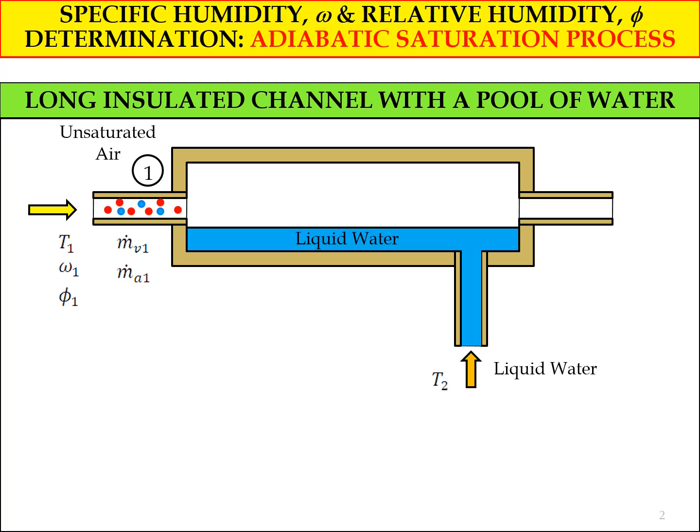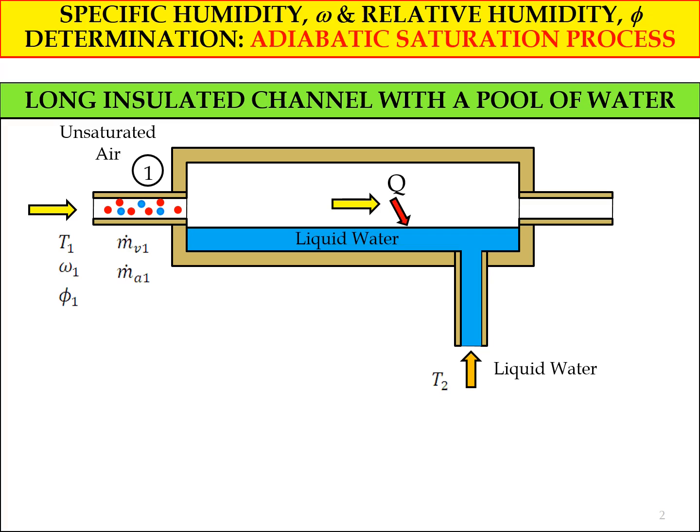The parameters involved at state number 1 are T1, temperature 1, omega 1, specific humidity, psi 1, relative humidity. We have the mass flow rate for water vapor, mv1 dot, and the mass flow rate for dry air, ma1 dot. So the air flows through the channel.